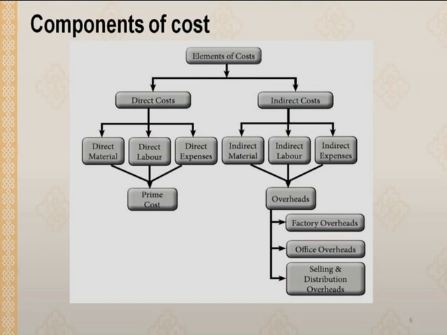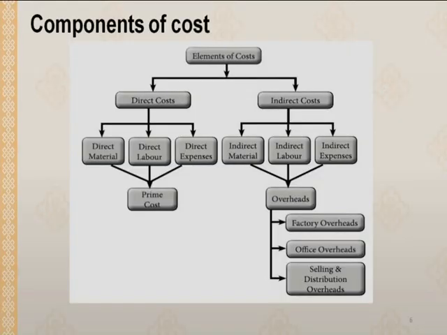Direct laborers refers to the laborers who are directly engaged in the production process. For instance, again in the same example of the production of automobiles, the mechanics involved in assembling the parts of the automobiles are considered direct labor. Likewise we have direct expenses, and direct expenses are those expenses other than direct materials and direct labor. All other expenses which do not fall under direct materials or direct labor are considered direct expenses. All these three will form prime cost. As I told you, prime cost is the sum total of direct material, direct labor, and direct expenses.